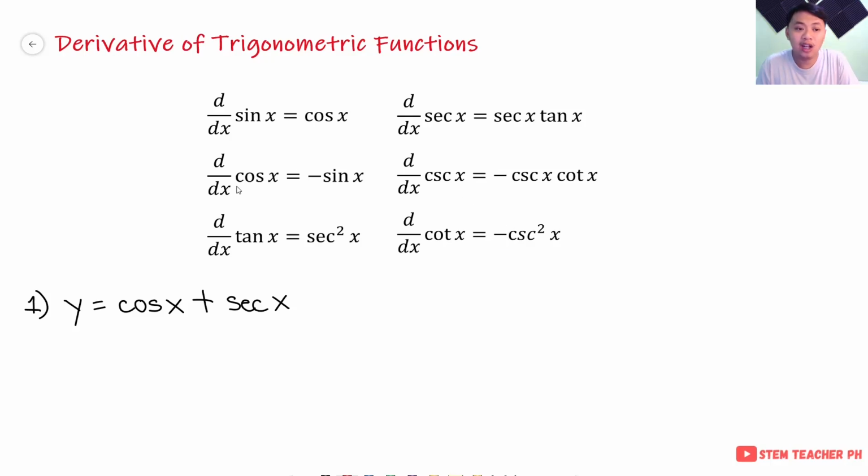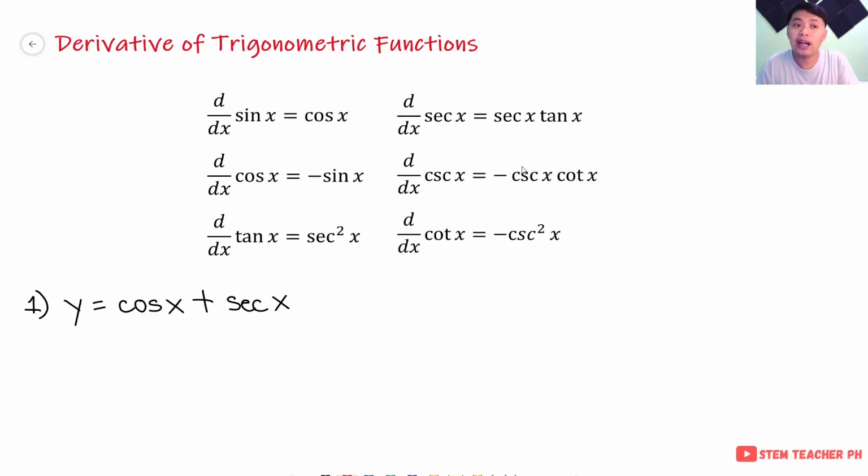Kung makikita natin, cosine of x is negative sine, cosecant of x is negative cosecant x cotangent x. Cotangent x is equal to negative cosecant squared of x. Tapos kay tangent tsaka cotangent, ang derivative ng tangent is secant squared of x, pero yung cotangent is cosecant squared of x na negative. Same here, kay secant x, we have secant x tangent x, pero kay cosecant naman is cosecant x cotangent x, that is also negative.